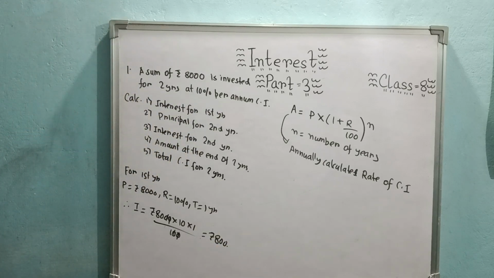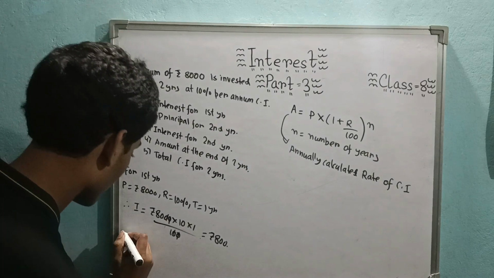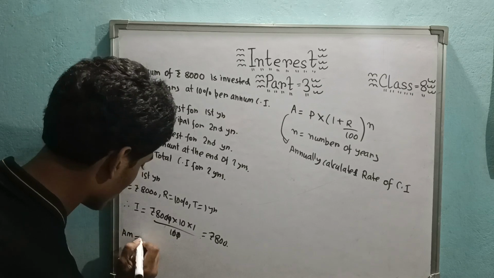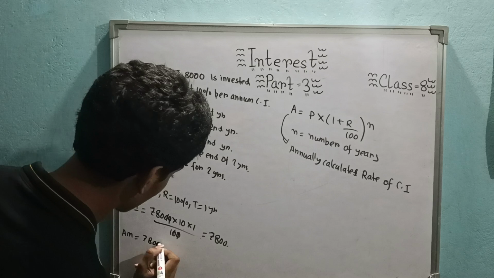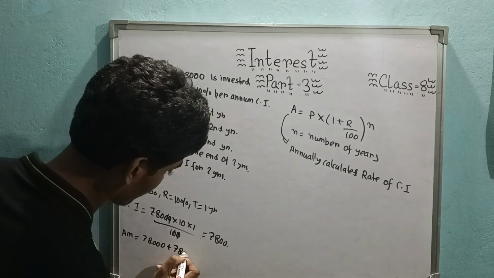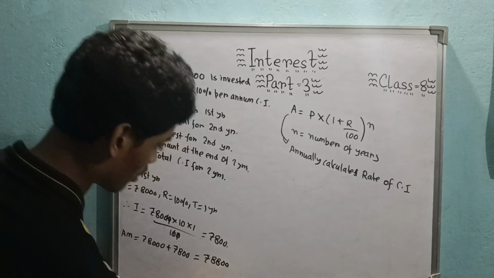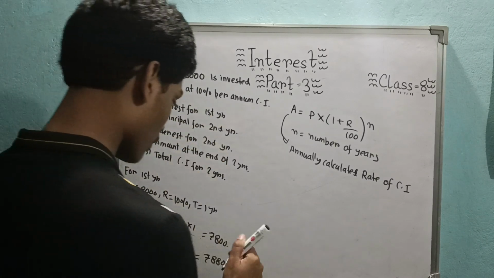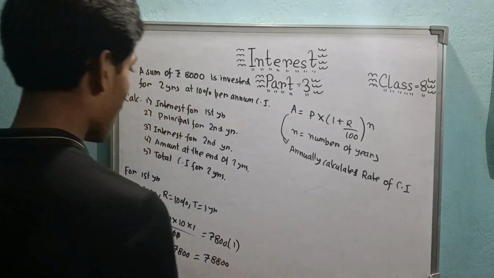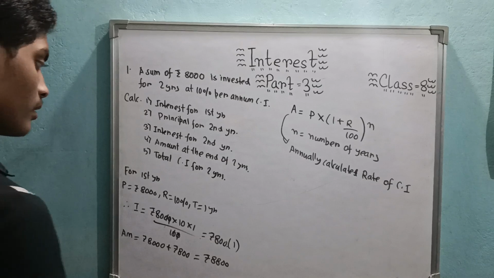Okay, then what is next? Next is amount, equal to principal plus interest, rupees 8,000 plus rupees 800 equal to rupees 8,800. So they ask us two things: interest for first year, this one, first part. Now this is the amount at the end of first year.